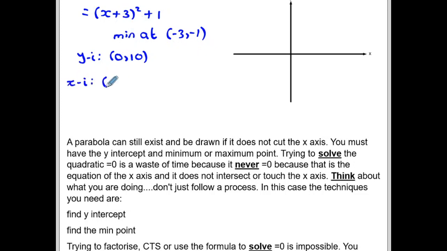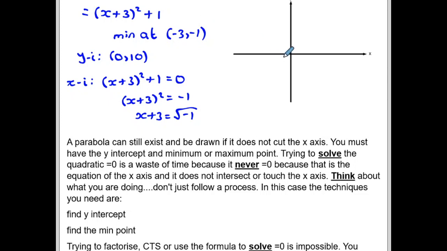And if we were looking for our x-intercepts, we'll be solving this. To solve this, we would have to subtract 1 and then square root. As you should know, you cannot square root a negative number. So this has no solution. That doesn't mean we can't sketch it, it just means it has no x-intercepts. It does not cut the x-axis.